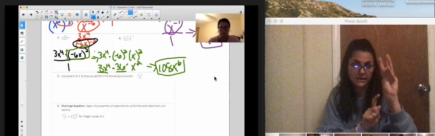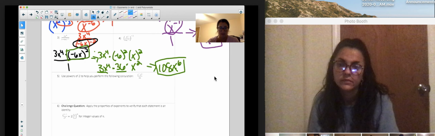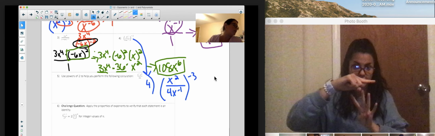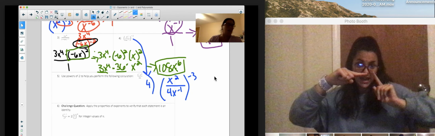I'm going to rewrite number 4, give a little more space. X squared, so this is number 4 now. 4x to the negative 1. And that whole thing is to the negative third power. Okay, so there's a couple of ways to go about doing this problem.